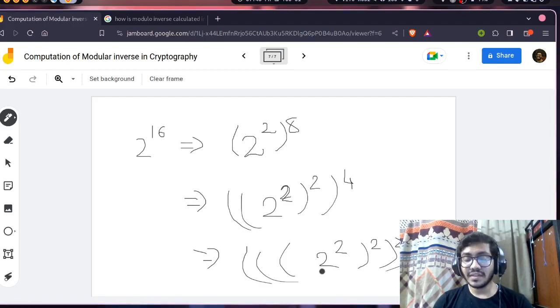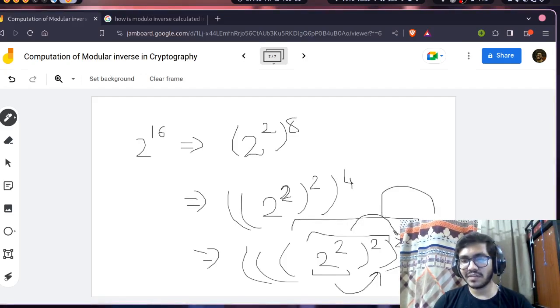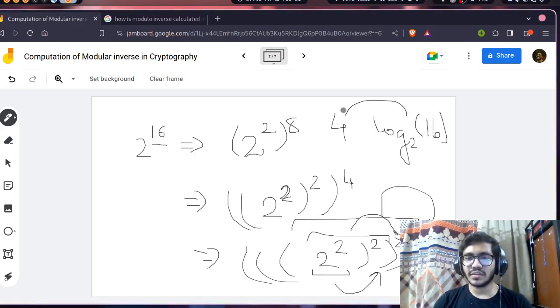So essentially, after you calculate this, you multiply it with itself, then after calculating this, you multiply it with itself, then after calculating the whole of this, you multiply it with itself. So basically, for 16 power, you're making 4 multiplications, right? So 4 iterations, that is equal to log base 2 of 16, right? So this is how you get this.